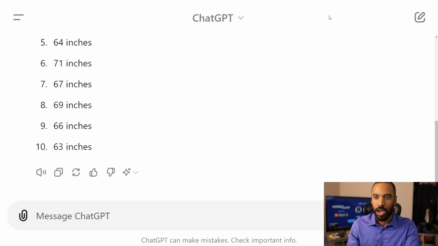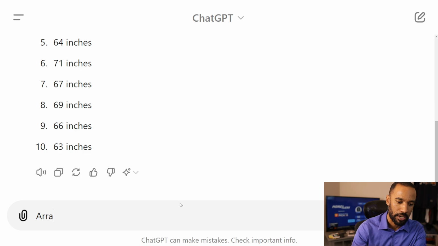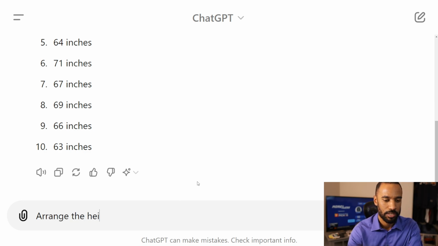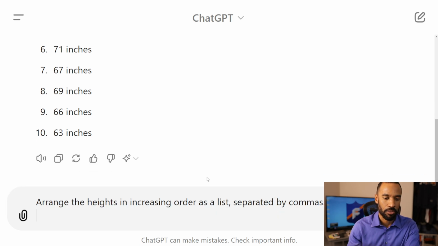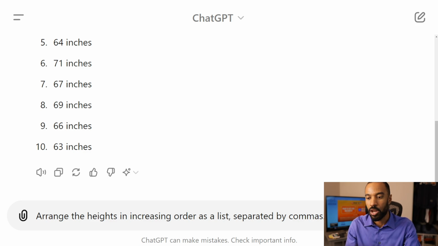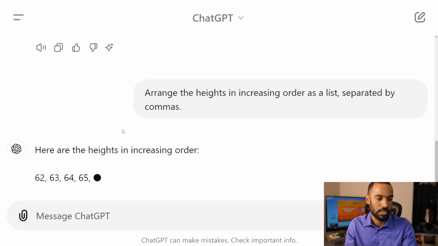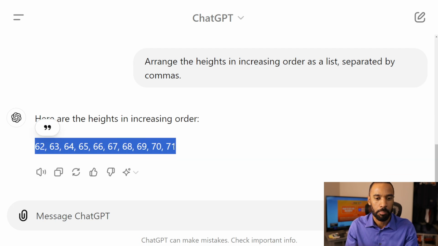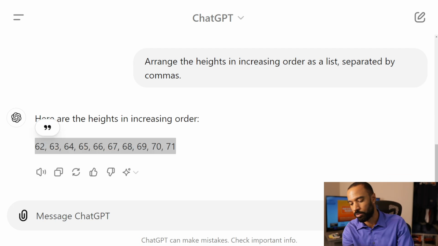Okay, I'm gonna have this help me a little bit. Arrange the heights in increasing order as a list separated by commas. I use AI all the time to help me in math. Not like math, like things like this. I let it systematically help me here. Not get answers, but provide me needed info.